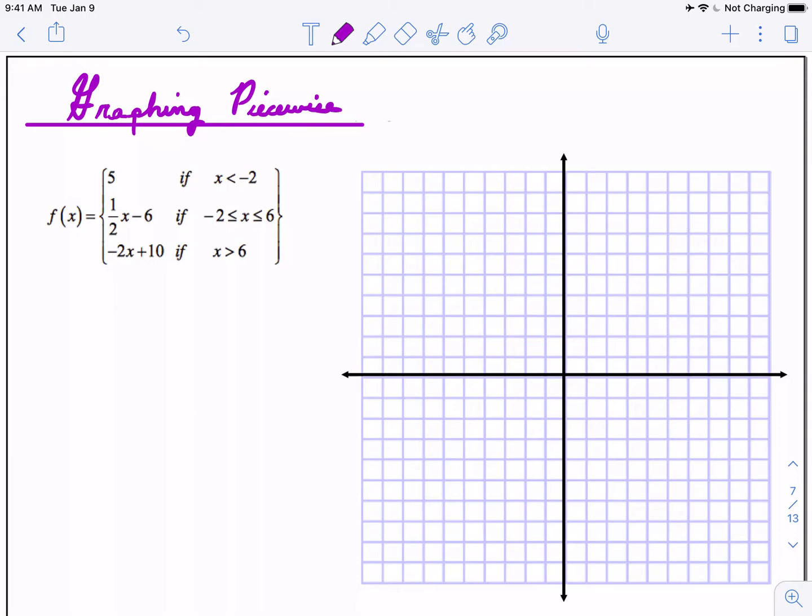Hello everyone. In this video I'm going to be going over how to graph piecewise functions. This is the example that we covered in class, just so you have another reference to refer back to when you're completing some piecewise function questions.